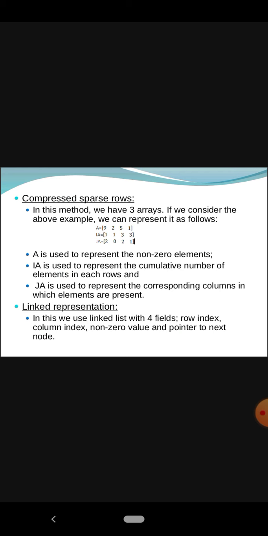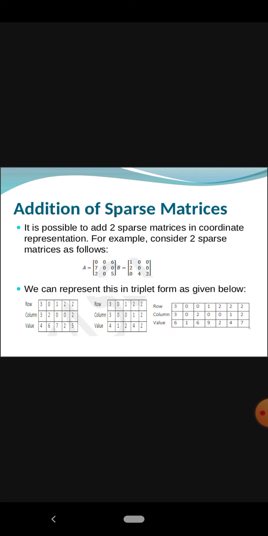And the next representation is linked representation. In this, we use a linked list with 4 fields. First one is row index, second one is column index, third one is the non-zero value, and the last one is the pointer to next node. So in the case of linked list representation, we have 4 fields. Okay, and that's all about the sparse matrix.